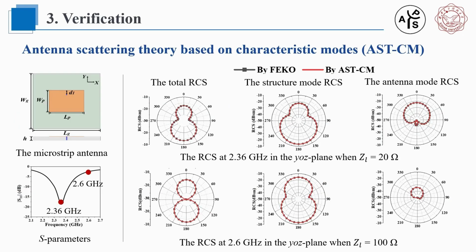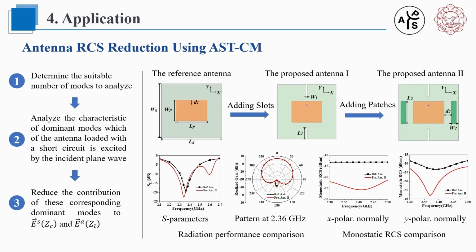A typical microstrip antenna is given as an example to validate the proposed ASTCM. The radar cross-section of the microstrip antenna calculated by ASTCM agrees well with the results simulated by commercial simulation software. In order to give guidance for antenna RCS reduction, the design procedure based on the ASTCM is summarized.